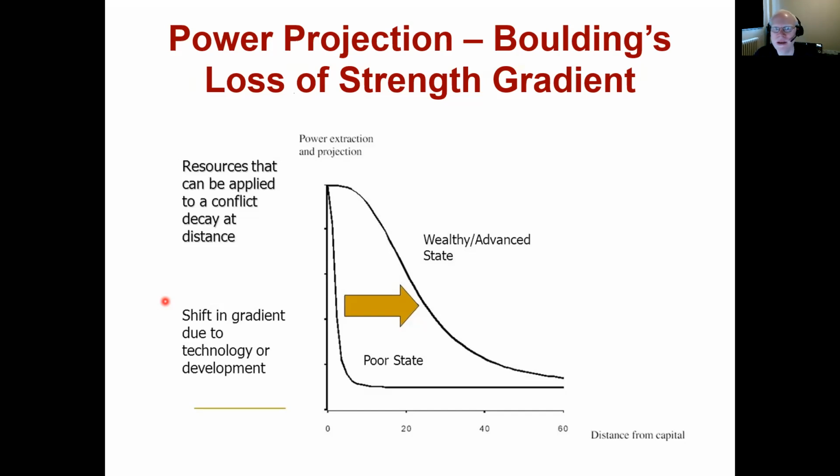Whereas with poorer states, many of these advanced weapon systems or advanced logistical systems aren't things that many of those countries are able to afford to include in their military planning, which means that for many poorer states, the ability to project power any distance really from home is minimal to none.